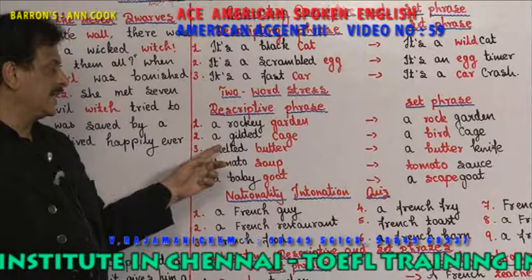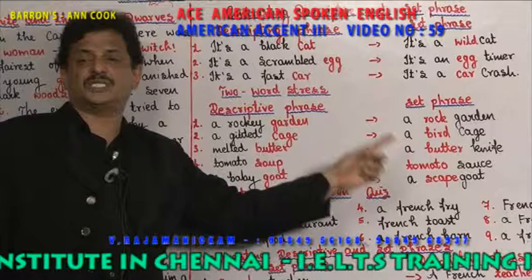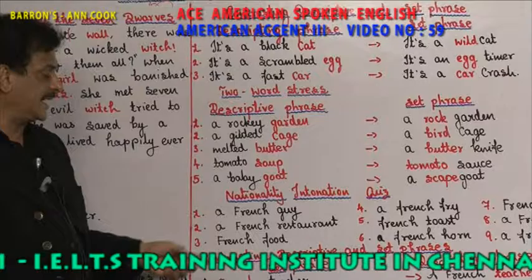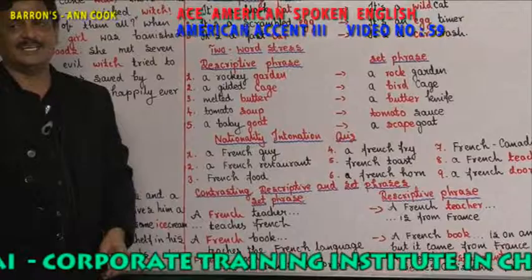A gilded cage, a bird cage, ரெண்டு நவுன் வருகிறது, first noun-க்கு stress. Not melted butter, a butter knife. Butter-க்கு stress கொடுக்குறீங்க. A tomato soup. A baby goat, a scapegoat. So inge pathinga nationality, French guy, French restaurant, French food, French fry, French toast, French horn, French Canadian, French teacher, French dog. In the rendu rendu vaathaiyilu stress kudukumbodhu meaning mari vidikirathu.